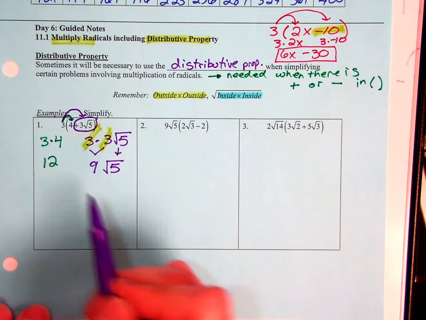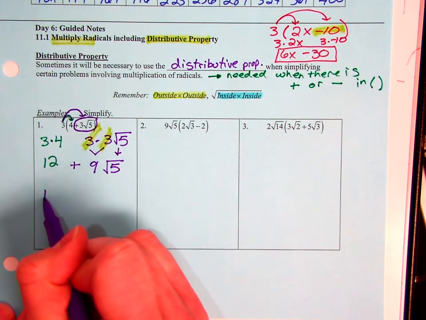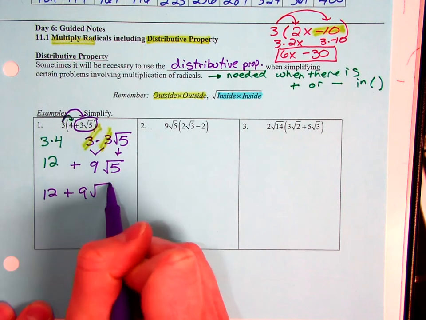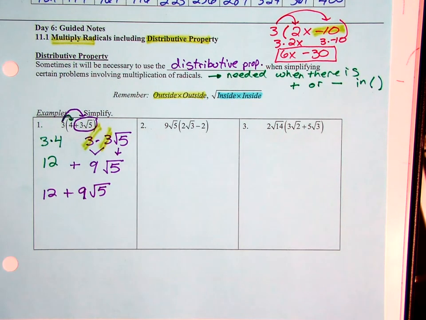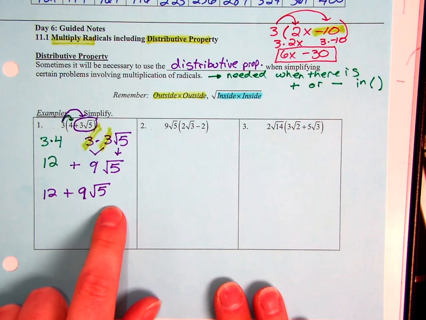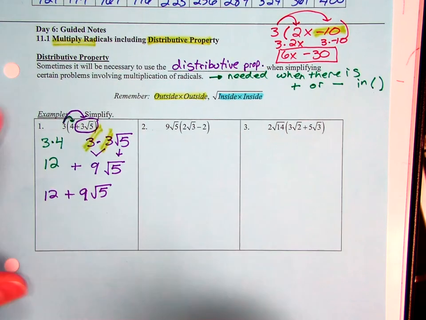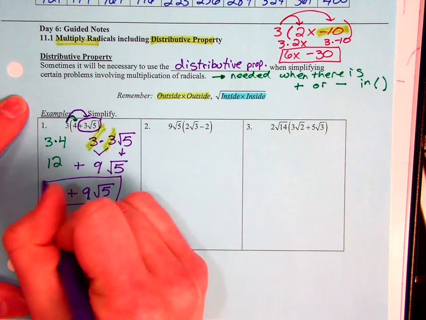And my other number was a 12, and my 9 was positive, so it would be plus. So right now I have 12 plus 9 root 5. The last thing I have to ask myself is, can I combine these two together? Well, this one has a radical of 5, this one does not. So since they're not like radicals, that is my final answer.